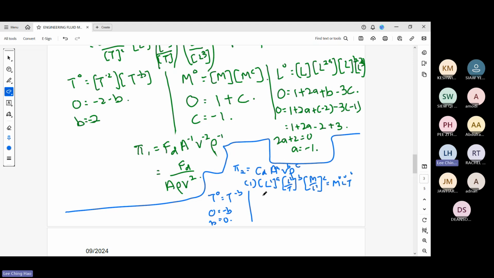Correct. So all are 0. Okay, but anyway, so just prove it. M equals M 0 equals to MC. Okay, so 0 is C.